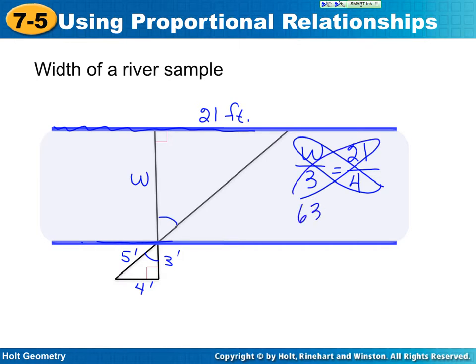So 63 divided by 4 is how much? 15.75. And we're doing a story here, so feet. So 15 3/4 of a foot. We will do some converting on some of these. Okay, so there's a width of a river type of example.